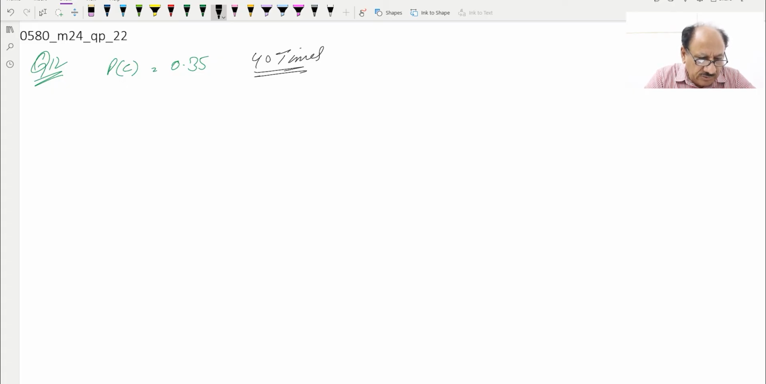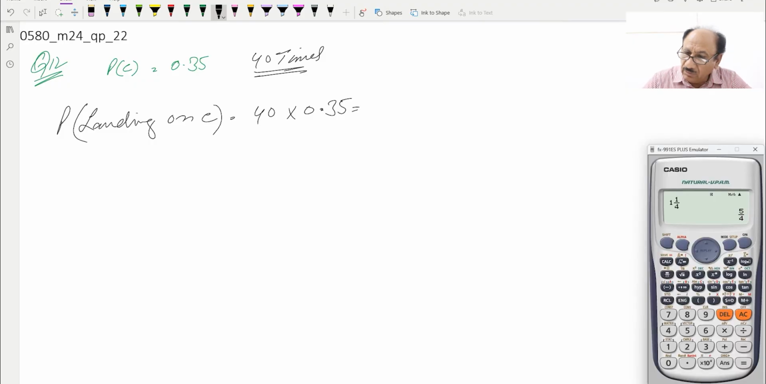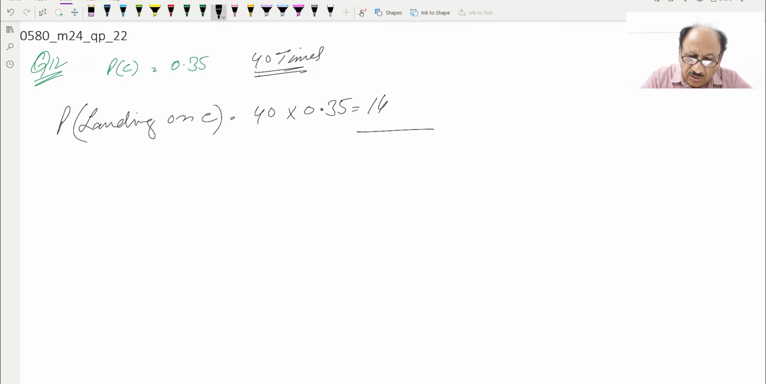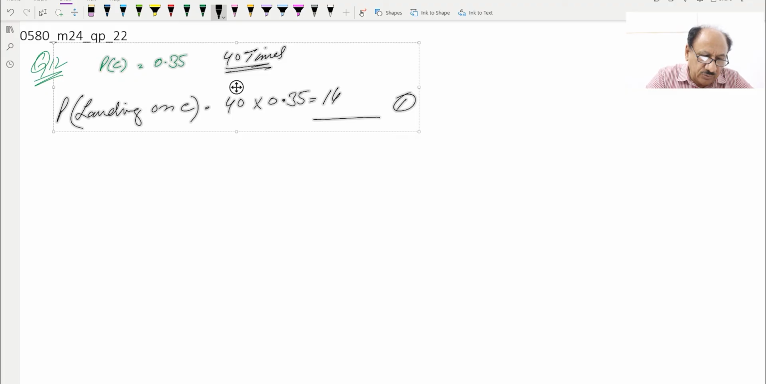So landing on C will be what? This is the probability which we require, and we'll multiply the probability by the number of times we are spinning. This will be 40 multiplied by 0.35, and this results in 14. So 14 times will be our answer, and keep in mind this is a 1 mark question. Simple, straightforward, very easy question which you can get correct. So for probability, you need to revise and prepare for the exam. Difficult probability questions are also coming, so you need to go through the probability topic very well.